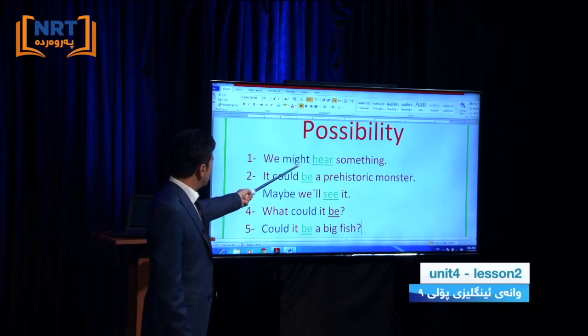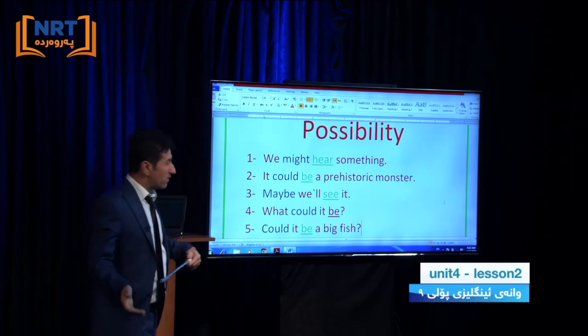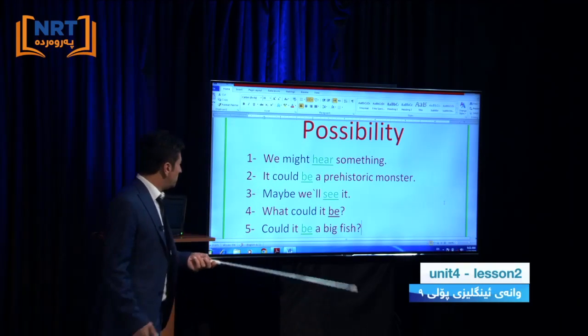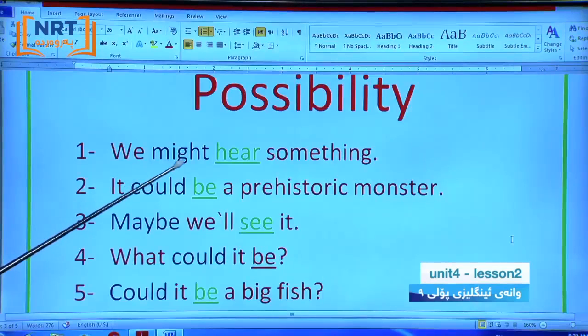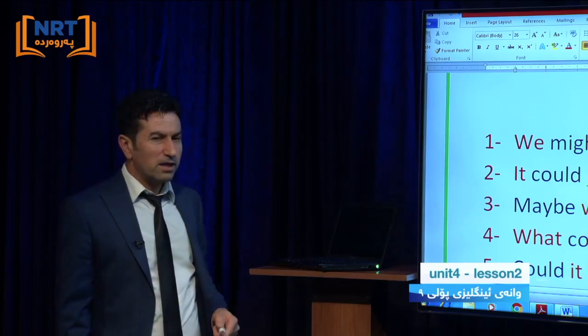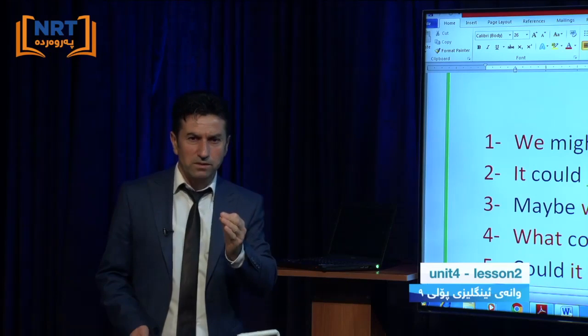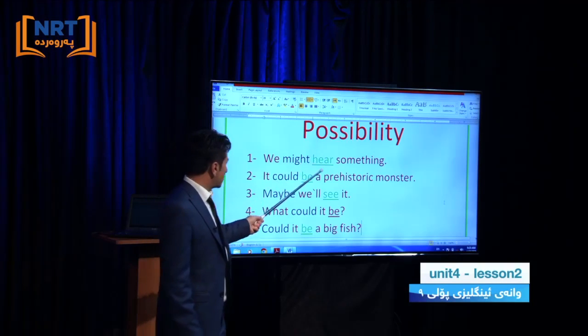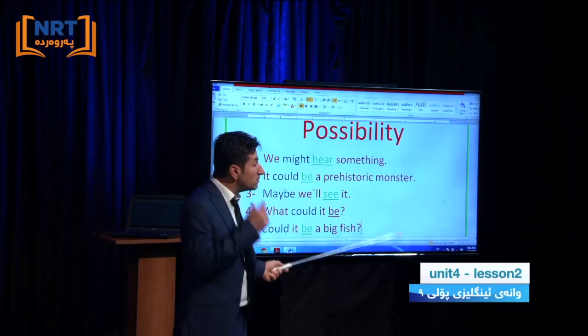We might hear something. This is possibility. Maybe. We might hear something. If you look at the sentence, it could be. Maybe we'll see. What could it be? Could it be? Look at the sentence, the underlined words. All of these underlined words are base. So we have some words for expressing possibility: might, could, maybe. After these words, always comes the base form. We might hear something.